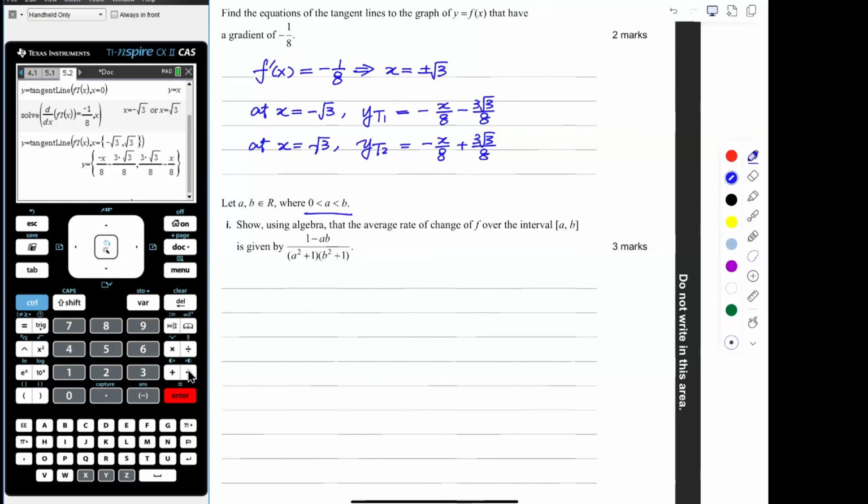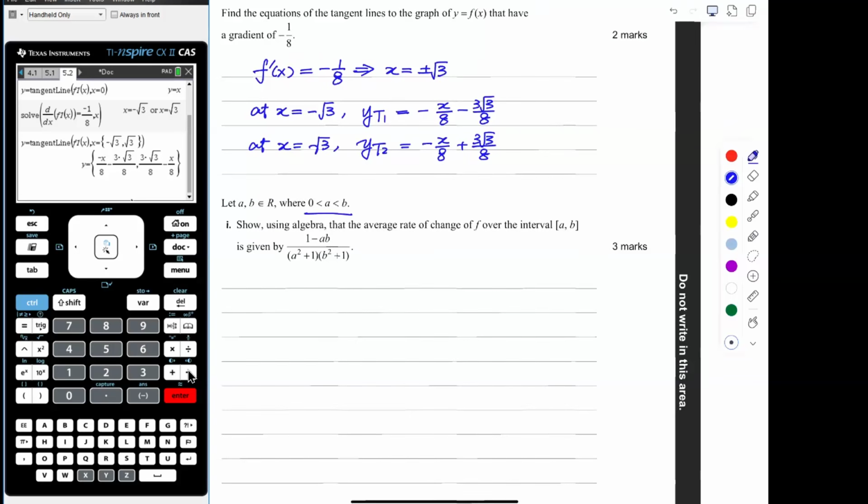So first of all, we say f(b) minus f(a) divided by b minus a equals 1 over b minus a. That's one chunk. Then you have b divided by b squared plus 1 minus a divided by a squared plus 1. So you probably need to show the clear algebra working, okay? And then it's 1 over b minus a. And then we combine the two parts.